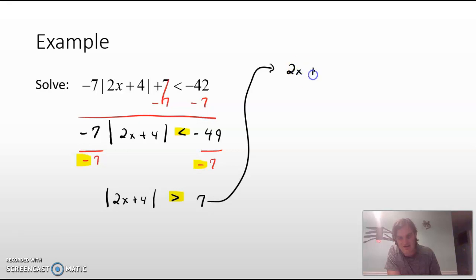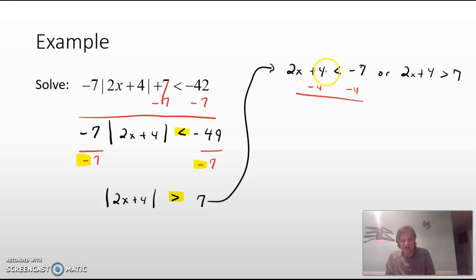The thing inside the absolute value, which is 2x plus 4, flip it around to less than negative 7. And then the other one, or, 2x plus 4 greater than 7. So we create two separate ones. We're going to solve both of those. The first one, 2x plus 4 less than negative 7, we'll subtract 4 from both sides. We get 2x less than negative 11, and we'll divide both sides by 2. So that gives me x less than negative 11 halves.